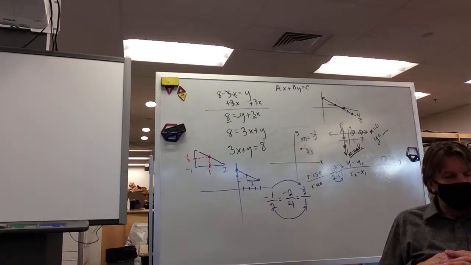Okay, so who did 11 here? Oh, I did. How did you do number 11? Oh, so you did it kind of like a slope problem. So what did you use for y2 and y1?